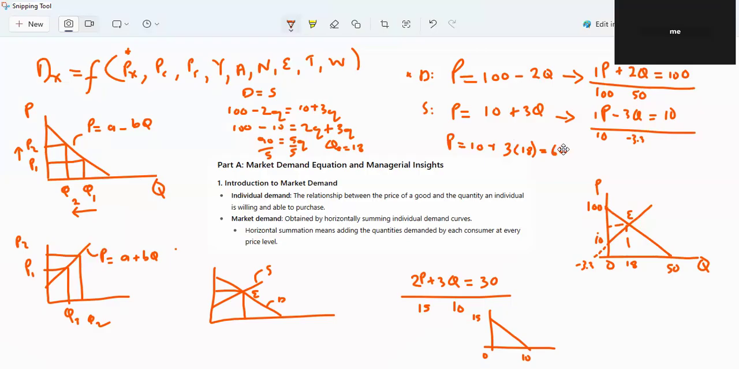So this is how we calculate our equilibrium price and quantity. Question: if we put this 18 in the demand function, do we get the same? Yes, we should get 64. So this is what happens at equilibrium.